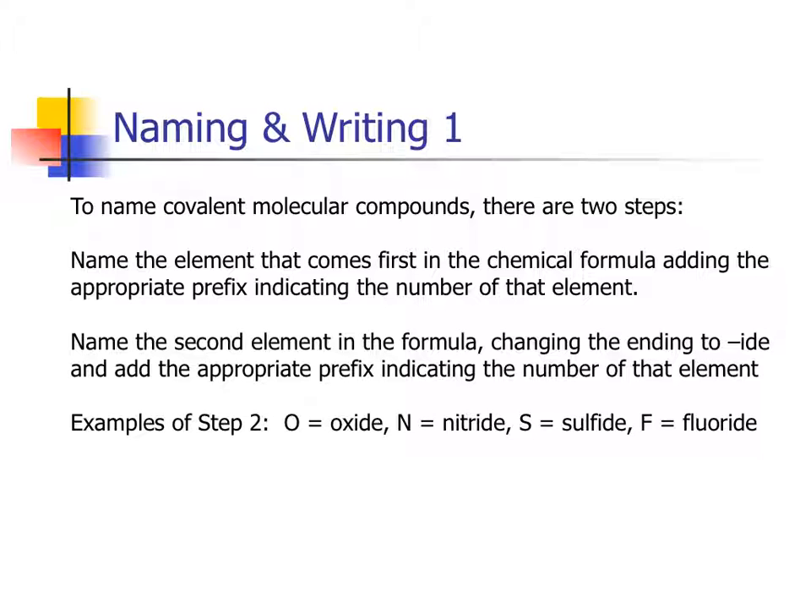The second step says name the element in the formula, changing the ending to IDE, and then add the appropriate prefix, indicating the number of that element. Now, these tend to be a little bit interesting because you can drop anywhere between 2 and 4 letters off the back end of the element to name it properly. If we look at sulfur, that dropped 2 to get sulfide. Oxygen dropped 3 to get oxide. Phosphorus drops 4 to get phosphide.